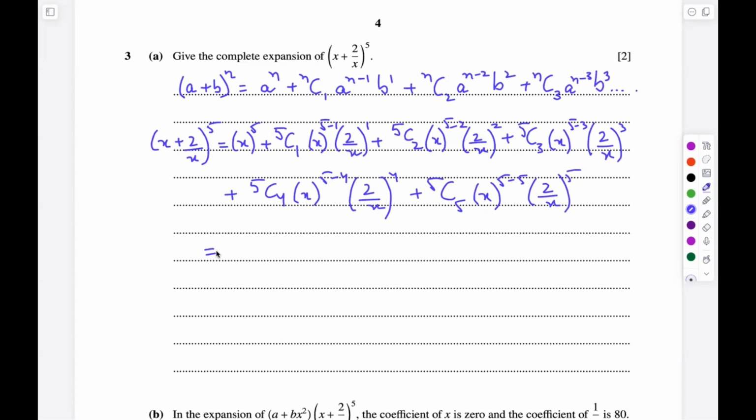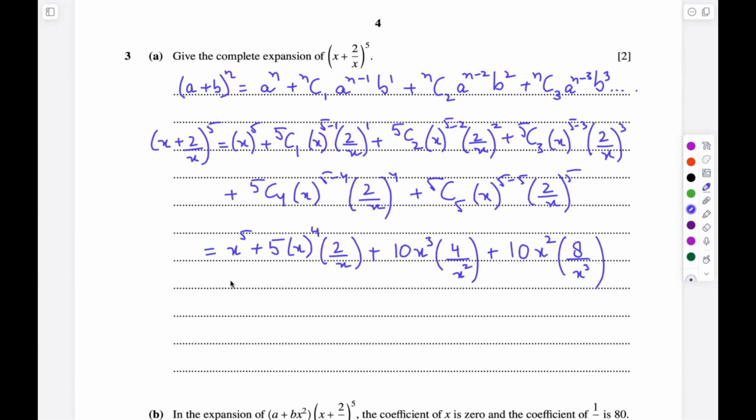Now substituting the values in the calculator, x^5 will be x^5. So 5C1 is 5, so that will become 5 into x^4 into 2/x, plus 5C2. If we substitute this in the calculator, that is equal to 10. So this will become 10 x^3 into (2/x)^2. So that will become 4/x^2, plus 5C3. If we substitute that in the calculator, that is equal to 10. So that will become 10 into x^2, 5 minus 3, 2 cubed is 8, so that will become 8/x^3, plus 5C4.